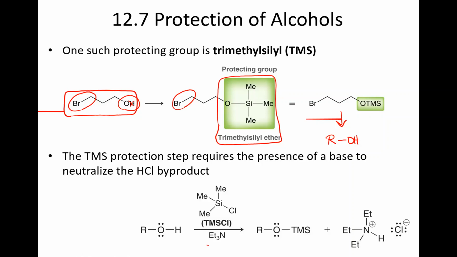Okay, so the conditions for protecting the alcohol with the TMS group are trimethylsilyl chloride and triethylamine. So that is abbreviated TMSCl and then Et3N. And that will produce again what we call our trimethylsilyl ether, which is unreactive towards basic conditions.